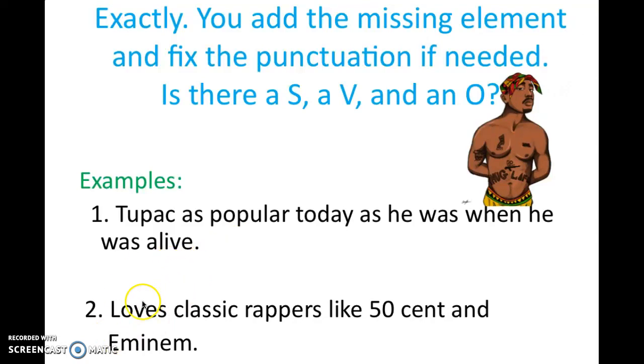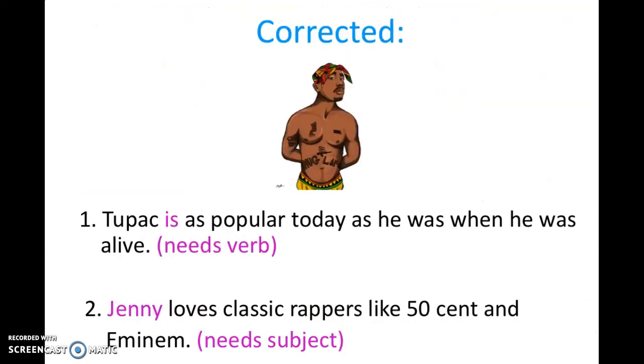Let's look at the second sentence. Loves classic rappers like 50 Cent and Eminem. Who does? Not clear. So the first one, Tupac is as popular today as when he was alive. The second sentence, so here the first sentence is missing the verb is, it needs the verb. And the second one, who loves classic rappers? Jenny does. Okay, it needs a subject.